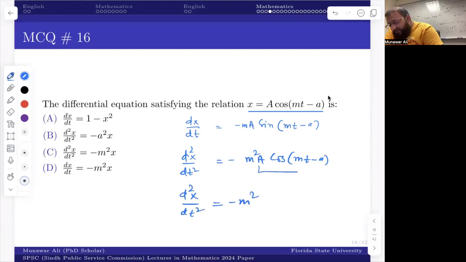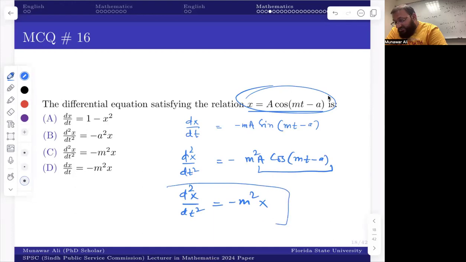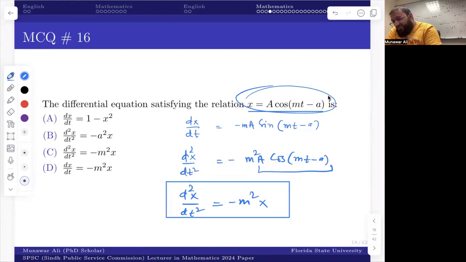Now you can see that I can directly put in the value of A cosine(mt minus a), which is equal to x. So I can put it directly with the value from here. A cosine(mt minus a) is equal to x. So this is the equation that I am looking for. So it is this one. It's really simple.